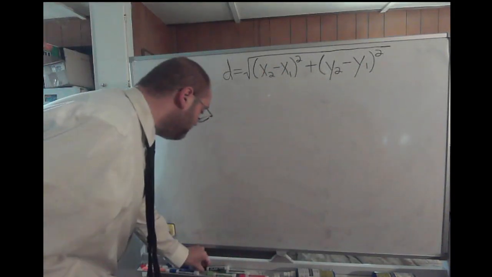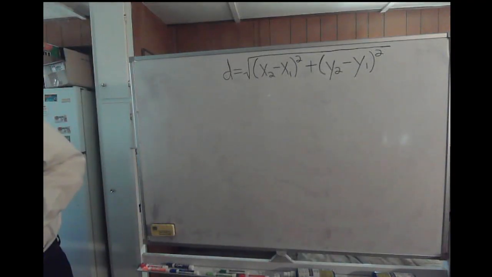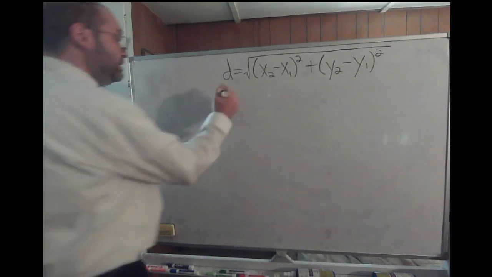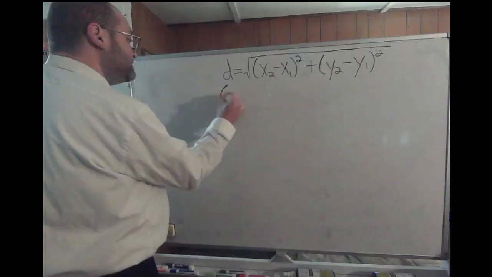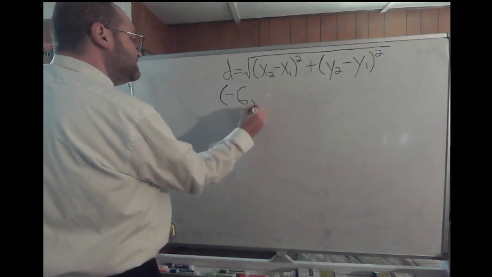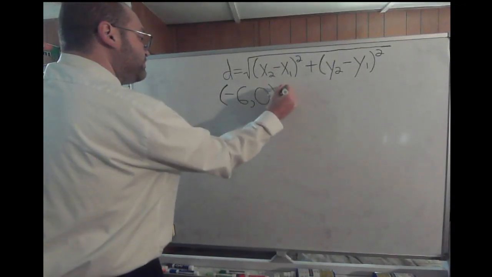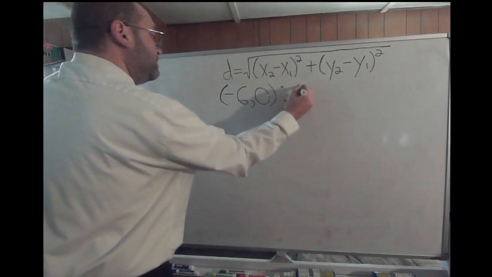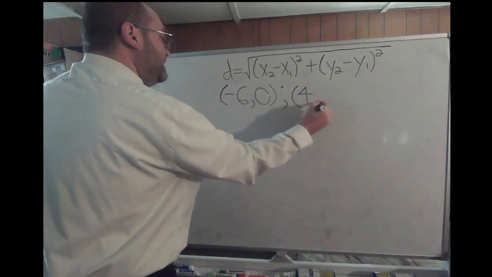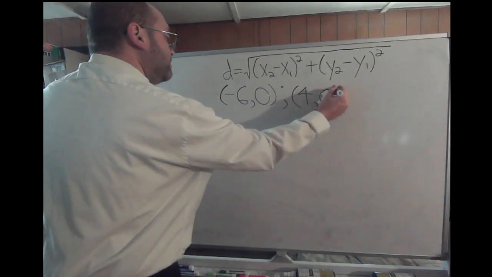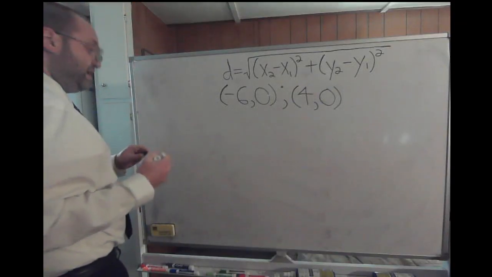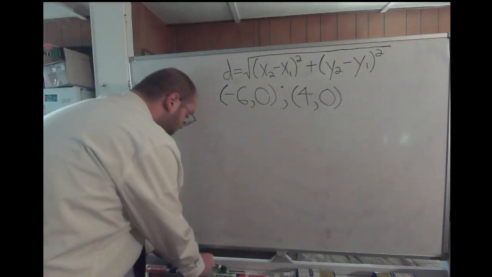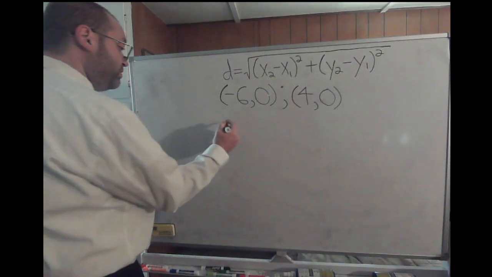So let's get started with our first example here. Let's say we're given the points -6, 0, and then we have also 4, 0. So -6, 0, and 4, 0. We want to find the distance between those 2 points.